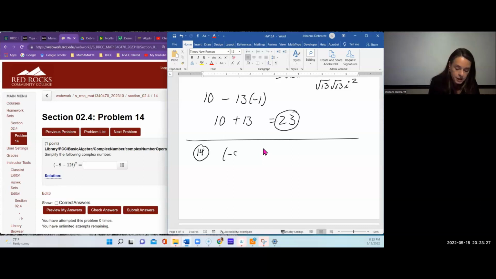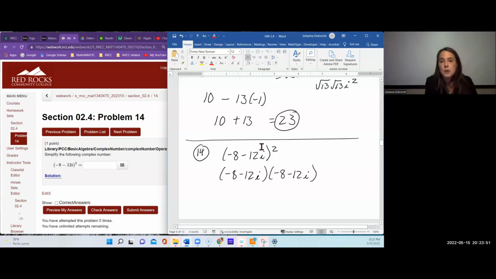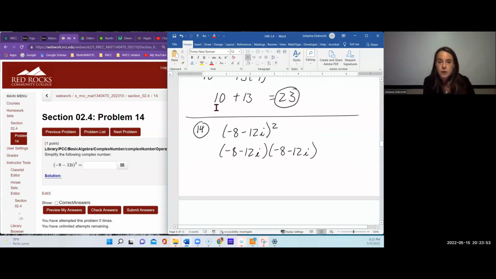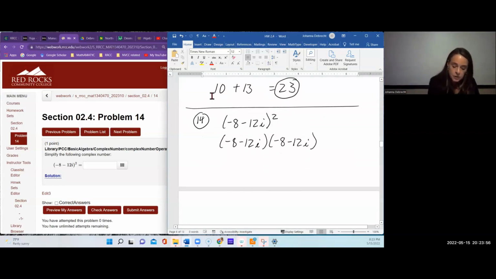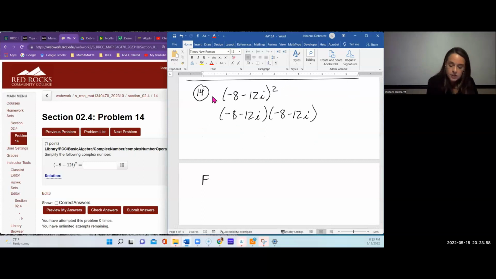In problem number 14, you have -8 minus 12i quantity squared. Don't make the mistake of thinking this is a conjugate pair. It's not a conjugate pair. They're identical, sign included. They don't have opposite signs. So we have -8 minus 12i times -8 minus 12i. This time, let's multiply it out and do parts of the FOIL in our head. So when we do the F for the first, we have -8 times a -8, which gives us 64.